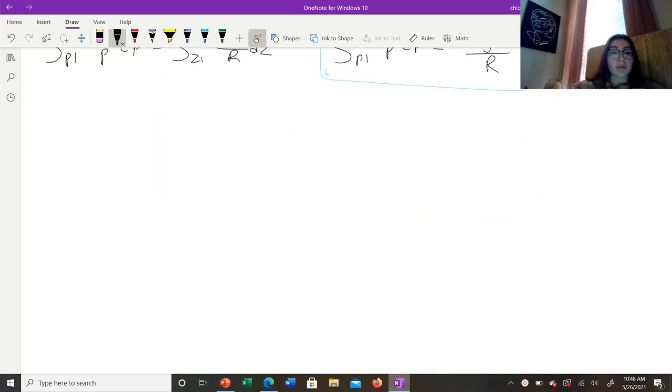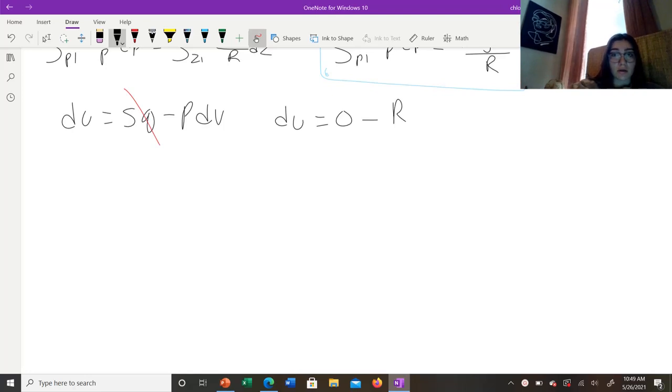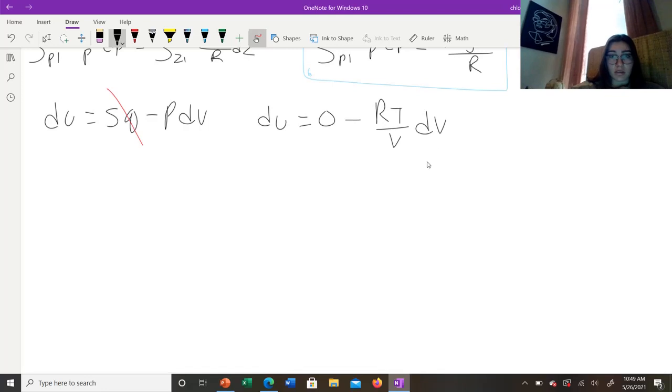Alright, in this next part, we are going to try and get an equation that relates just to temperature. For this, we're going to be using the equation dU equals δQ minus P dV. But we're also assuming in this problem that the system is adiabatic, which means the change in heat, represented by δQ, would be 0. So let's rewrite this a little bit. We're going to write it as dU equals 0 minus, and then we're going to sub in the pressure, so we write RT over V dV.